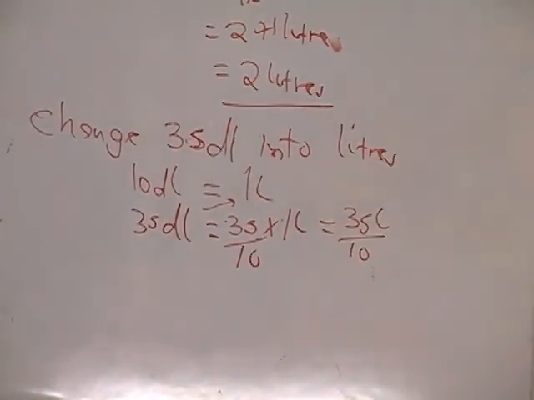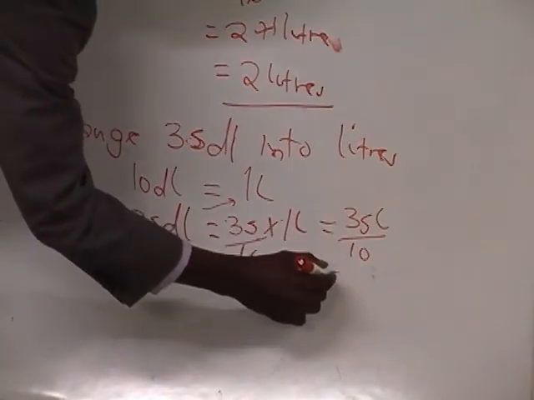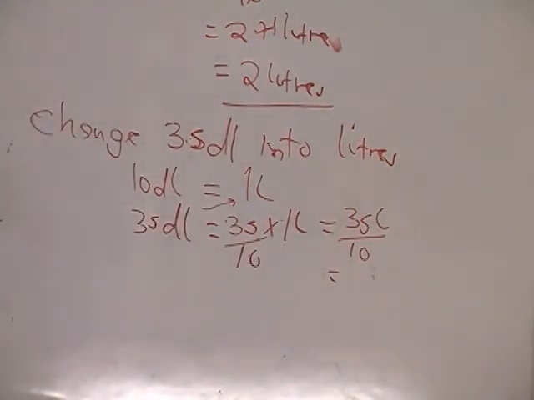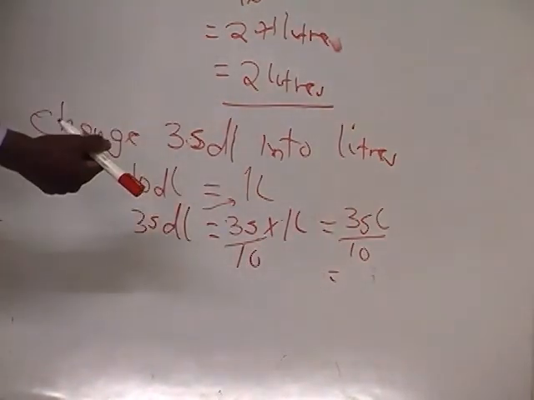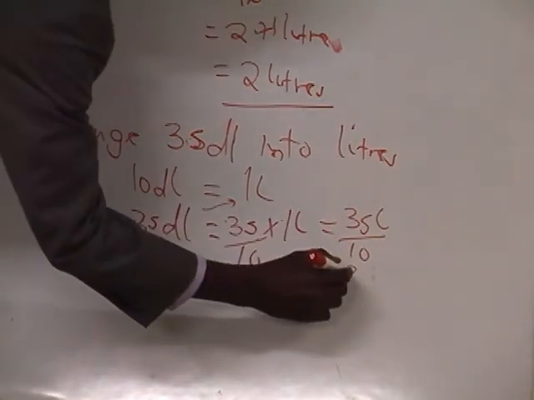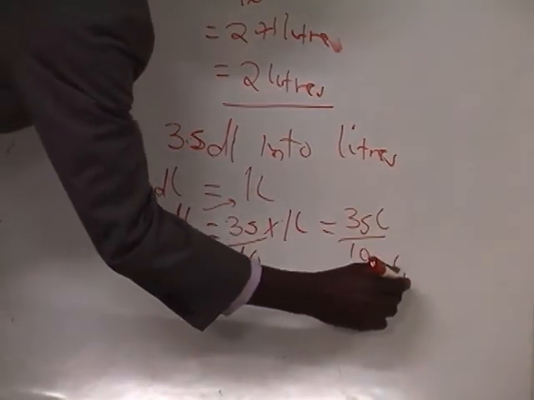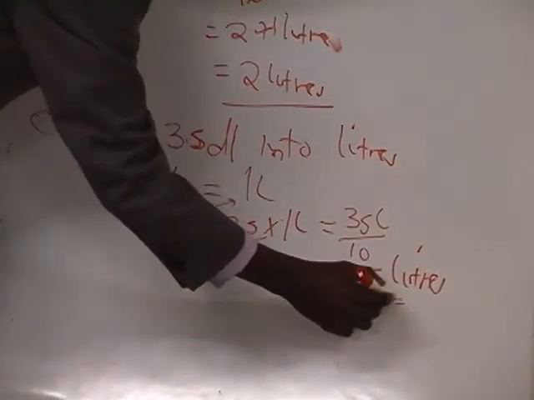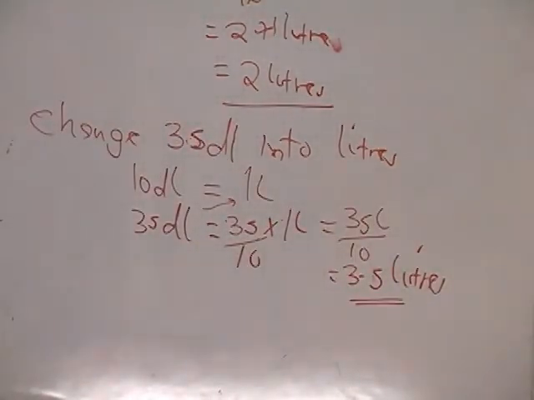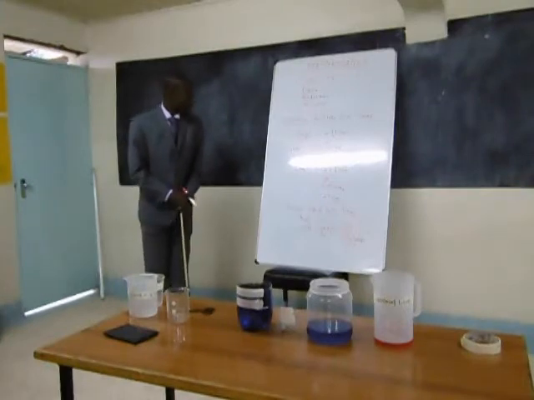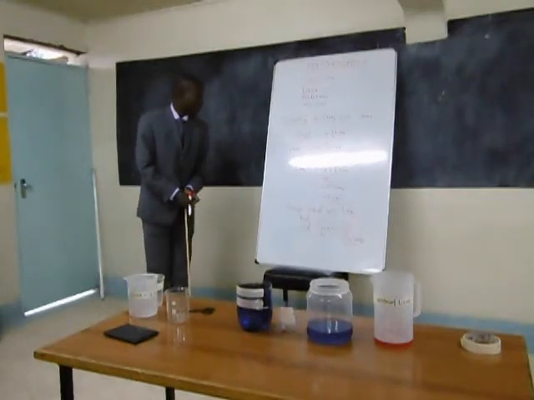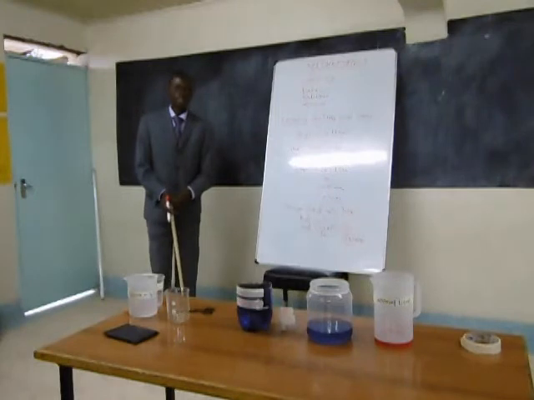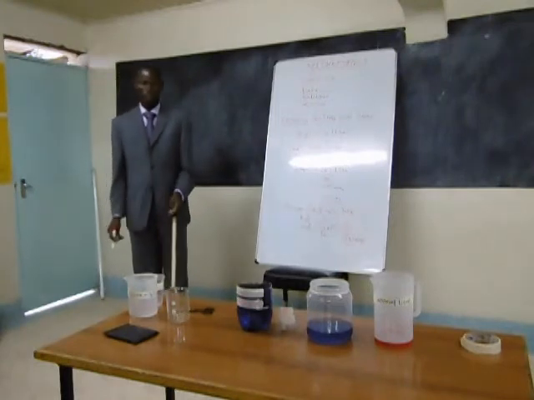As we learned before, when a number is over 10, then it must have 1 decimal place. Therefore, 35 liters over 10 will be 3.5 liters. So 35 deciliters is equivalent to 3.5 liters.